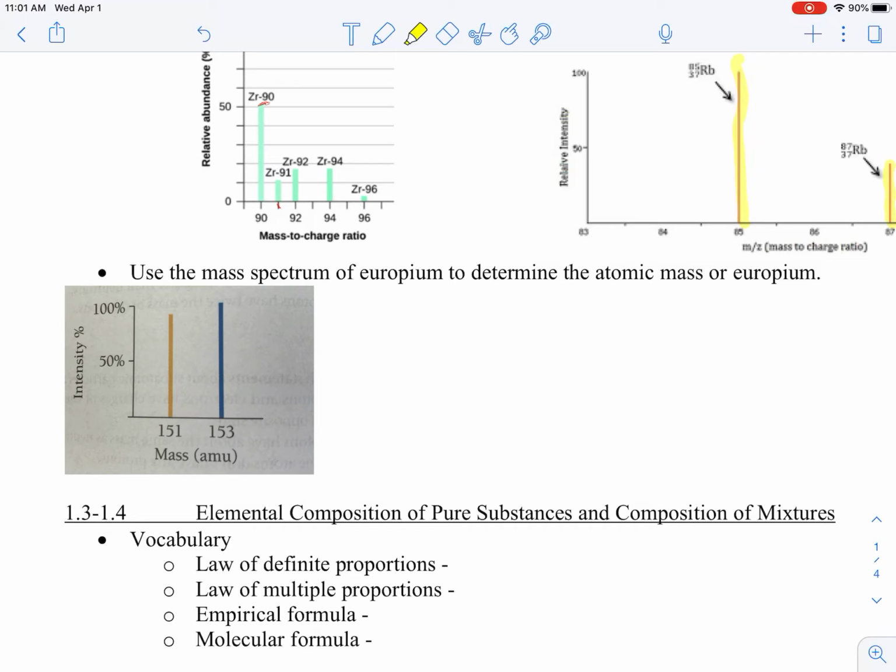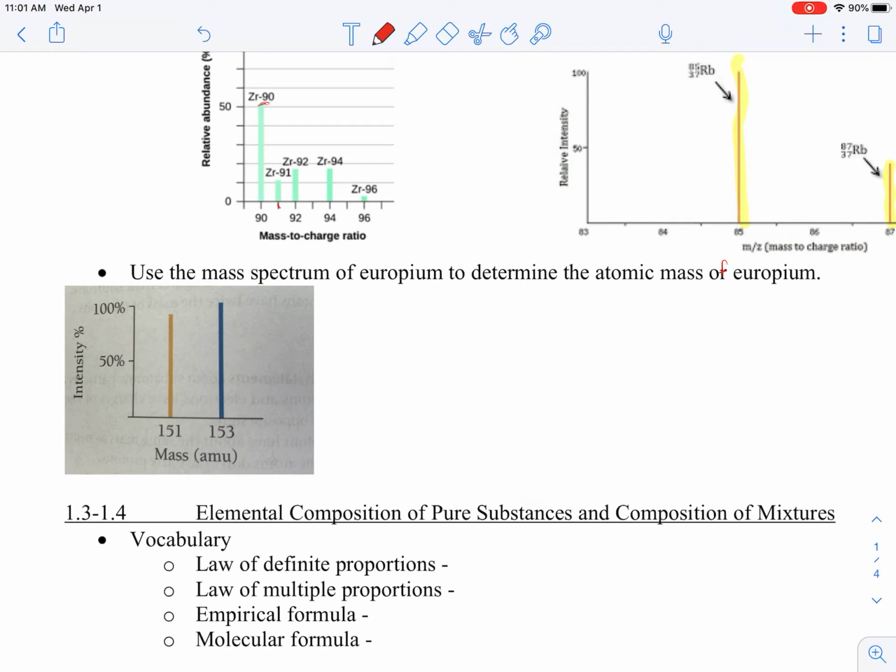Now we have the mass spectrum of europium, and we're supposed to determine the average atomic mass of europium. Sorry about that. That should be an of. All right. So we know it's somewhere between 151 and 153. And what do we know? We know it's probably going to be closer to 153.